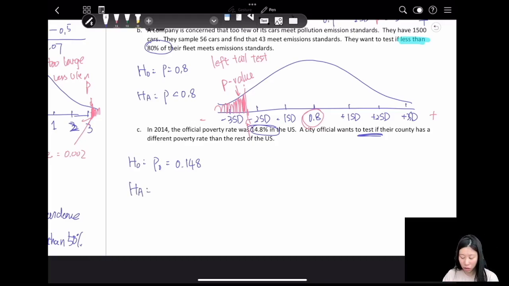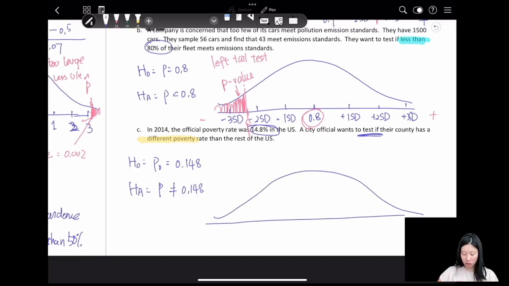A city official wants to test if their county has a different rate, which means it's not less than or greater than. So the alternative is not equal to 0.148. When we build a sampling distribution around that assumption, we have 0.148 in the center, then add 1 standard deviation, 2 standard deviations, and subtract 1 standard deviation, 2 standard deviations.